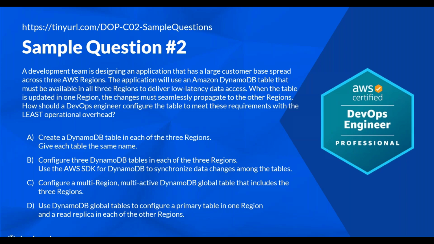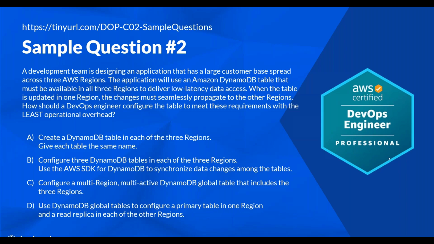Answer A, create a DynamoDB table in each of the 3 regions and give each table the same name. Answer B, configure 3 DynamoDB tables in each of the 3 regions and use the AWS SDK for DynamoDB to synchronize data changes among the tables. Answer C, configure a multi-region, multi-active DynamoDB global table that includes the 3 regions. Or answer D, use DynamoDB global tables to configure a primary table in one region and a read replica in each of the other regions. So how can we narrow these down?